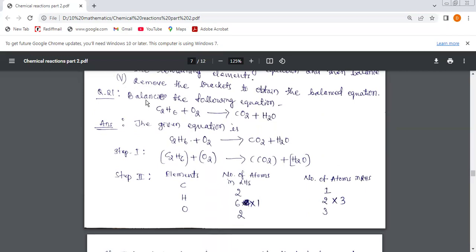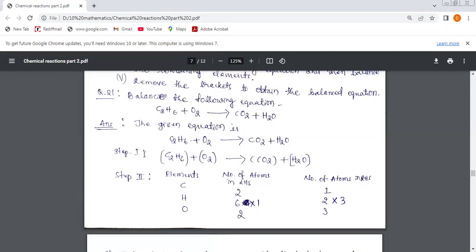This is an example for the chemical equation. Balance the following chemical equation: C2H6 plus O2 gives rise to CO2 plus H2O. So this is a chemical reaction, and now we have to balance this equation. First you write down the given chemical equation as it is. So here we have written the given chemical equation. This is the first step.